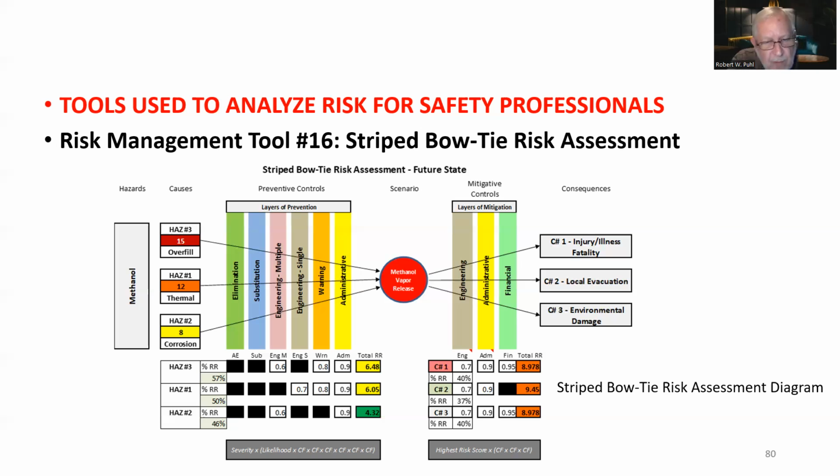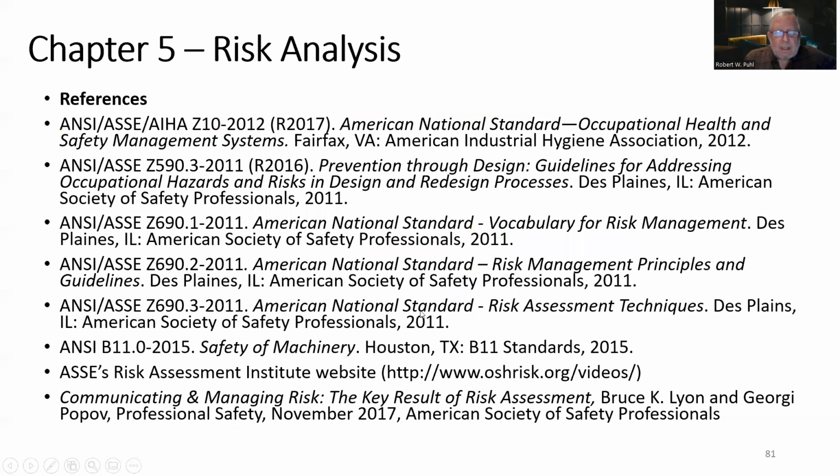Risk reduction 6.48. I don't know where they got it from. And hazard 3, hazard 2, hazard 1, but you can get the idea here. The methanol vapor release, then it happens. The scenario doesn't happen. So now the layers of mitigation: engineering, administrative, financial layers of mitigation. I've never used them or seen them used, but that's the last of these things.